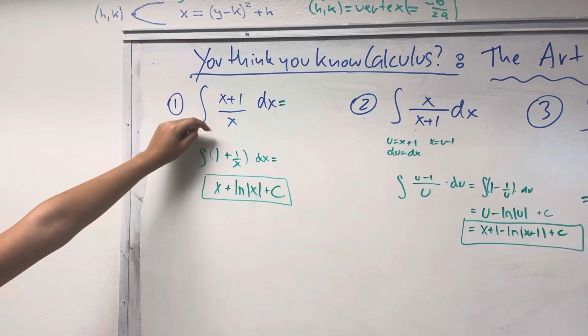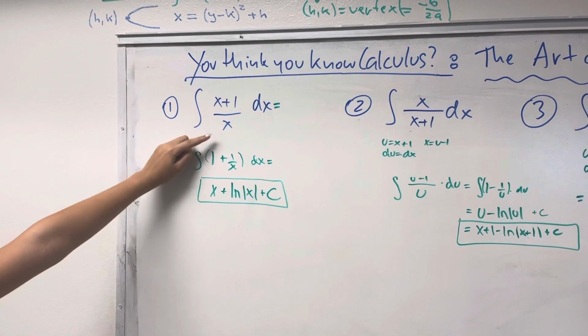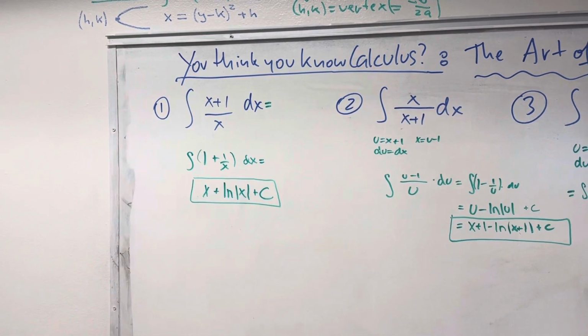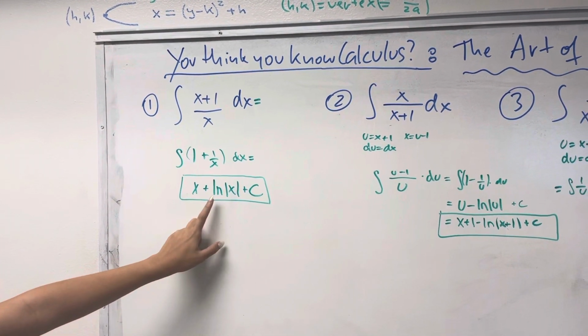Okay, so for this first one, you would just need to simplify. So you have x over x, which would be 1, and then 1 over x, and then that's just basic integration. You have x plus ln of x plus c.